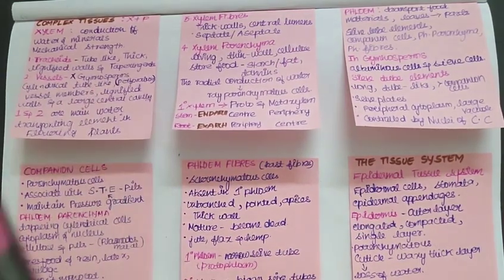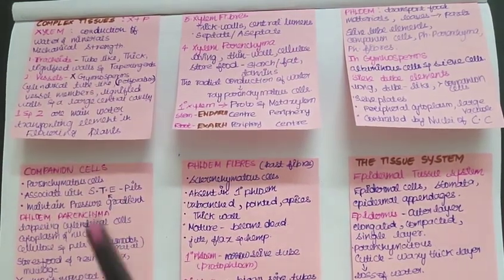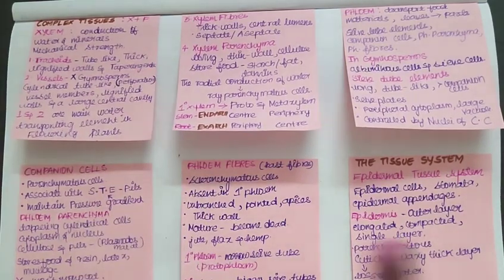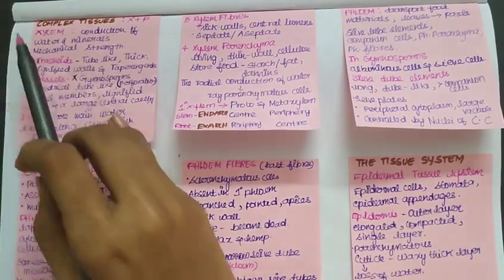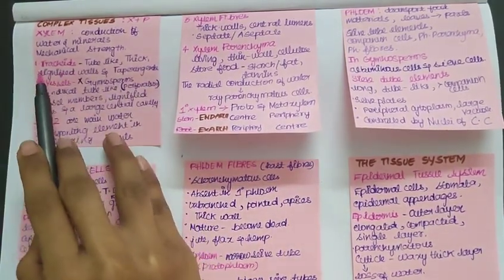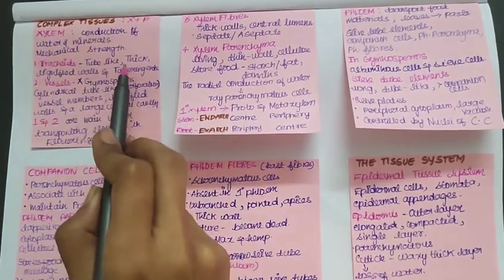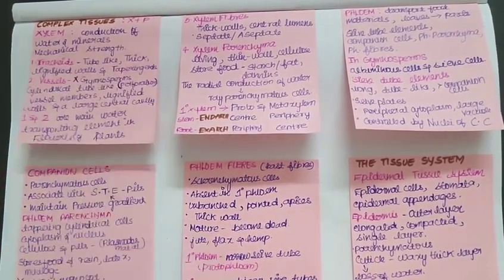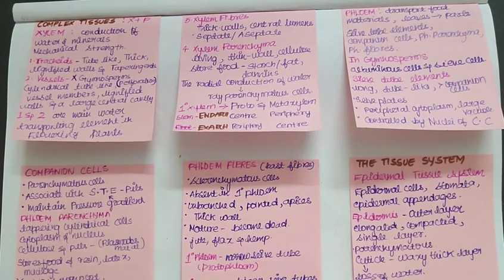To talk about the tracheids, they are tube-like, thick, lignified walls with tapering ends. If you see, you can easily remember. Tracheids start with T: tube-like, thick and also tapering ends. This is the characteristic of tracheids.